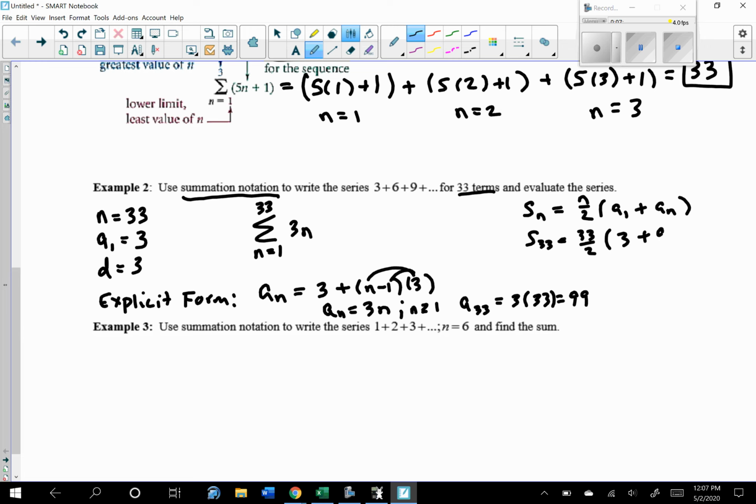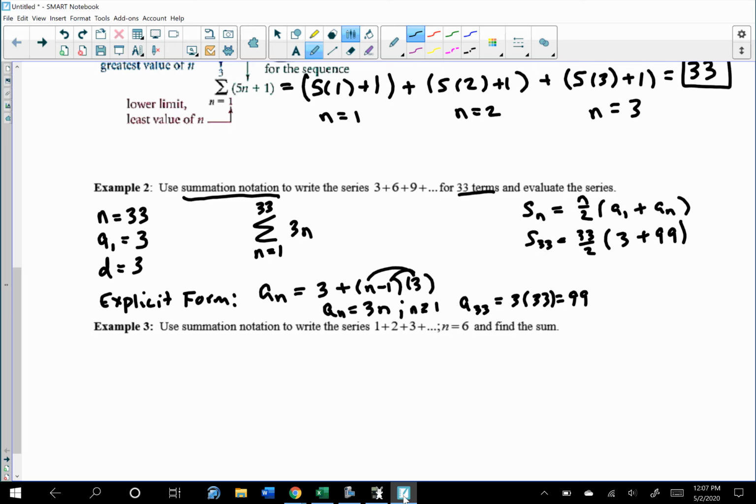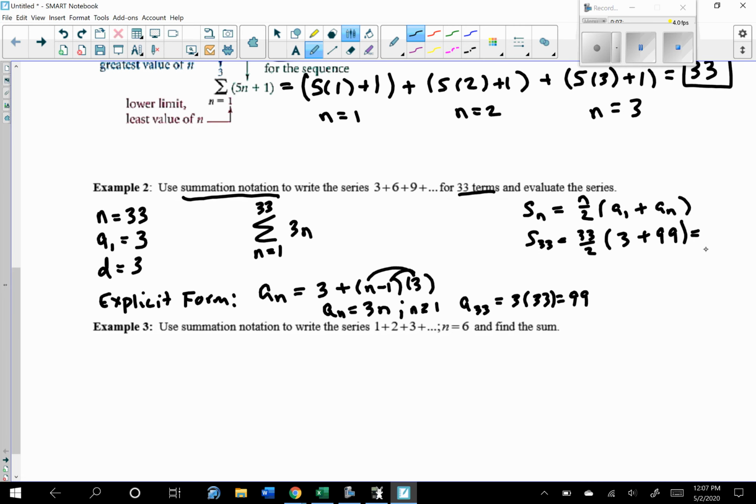So plus 99. And then of course you can do this in your head, or you can plug it into the calculator or do it by hand. So in this case we have 33 divided by 2 times 3 plus 99. And you can see that our sum ends up being 1,683. And of course you can see that's a lot probably faster than having to do each term all the way up to 33.